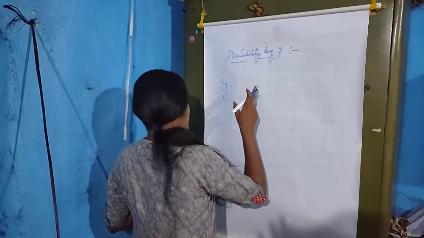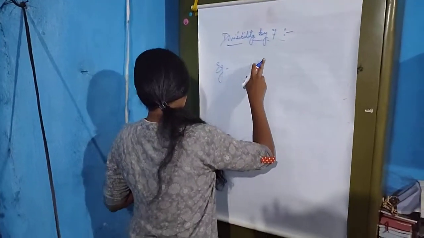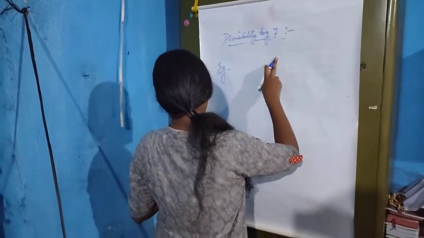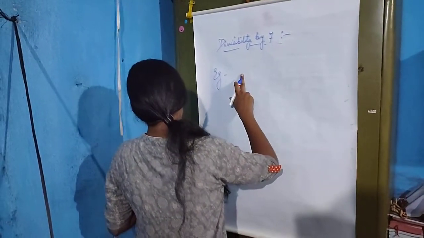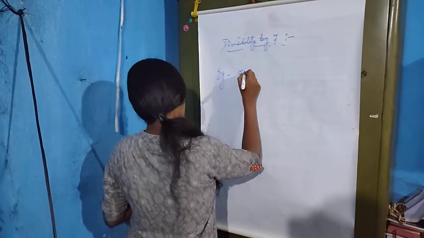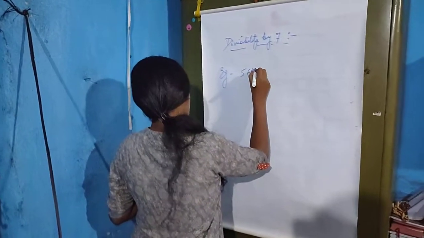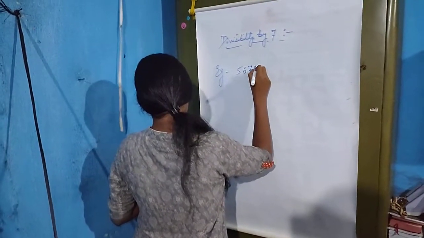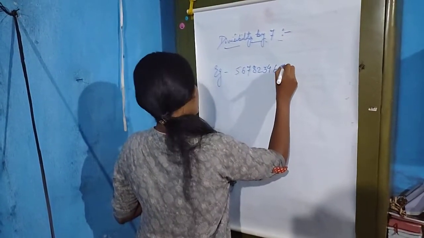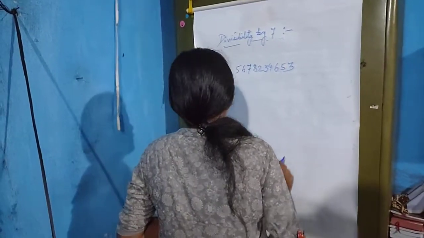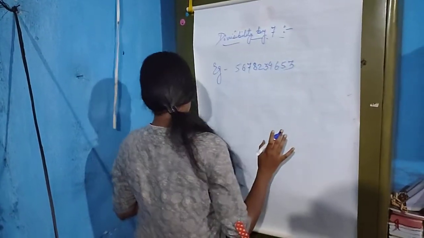A number is divisible by 7 if the difference of the sum of digits in alternate blocks of 3 digits from right to left is divisible by 7. Suppose I am giving you an example: 5, 6, 7, 8, 2, 3, 4, 6, 5. If I ask you whether this number is divisible by 7 or not, what will you do?